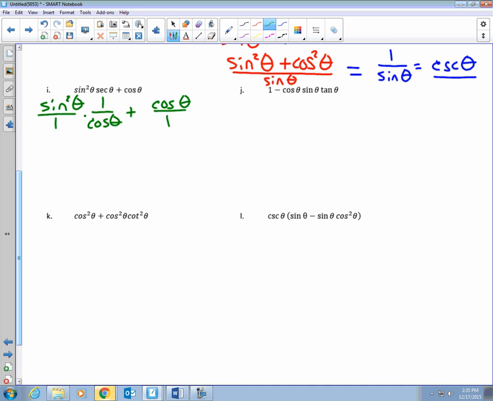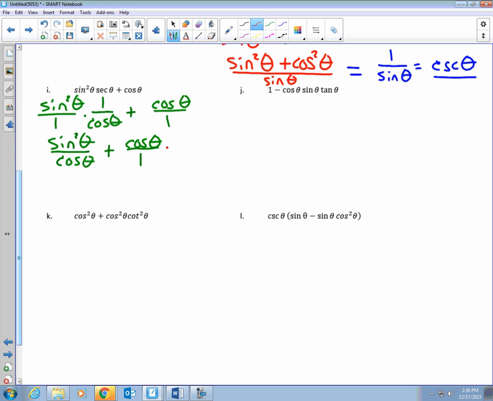Okay, first step was to write it in terms of sine and cosine. Does anything cancel? Nope. So I have sine squared over cosine plus cosine over 1. Hey, I like the sine squared. Wish I had a cosine squared. Do you get one? What's sine squared times 1? Sine squared. What's 1 times cosine? 1 times anything is itself, so we could just get rid of 1.